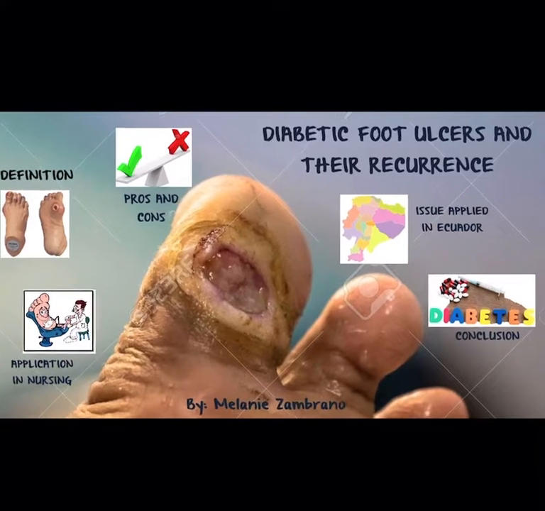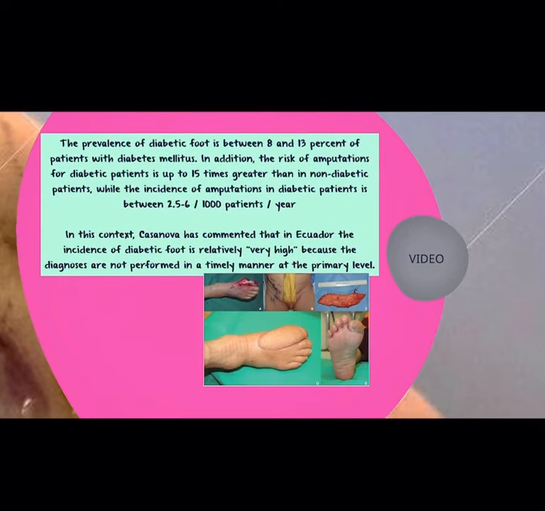Issue apply in Ecuador. The prevalence of diabetic foot is between 8 and 30% of patients with diabetes mellitus. In addition, the risk of amputation for diabetes patients is up to 15 times greater than in non-diabetes patients, while the incidence of amputation in diabetic patients is between 2.56 for 1,000 patients per year.